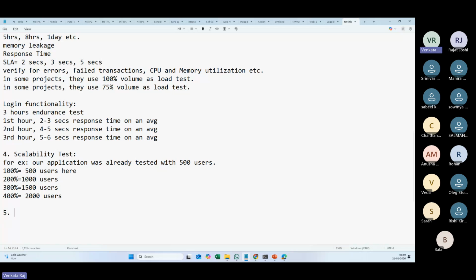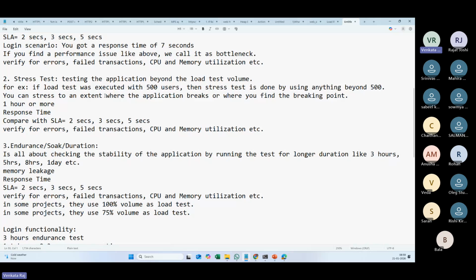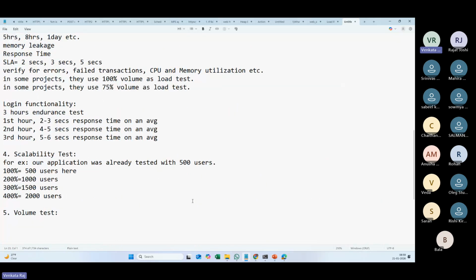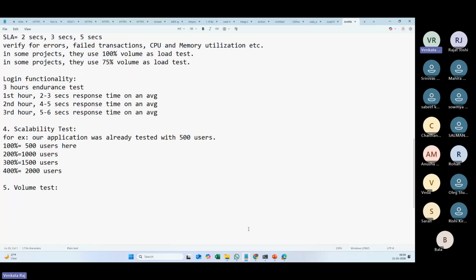Volume test is same as load test. Okay, volume test is same as load test. Now I'm saying volume test is same as load test, then why is it called volume test? Volume test is primarily focusing on the database volume.